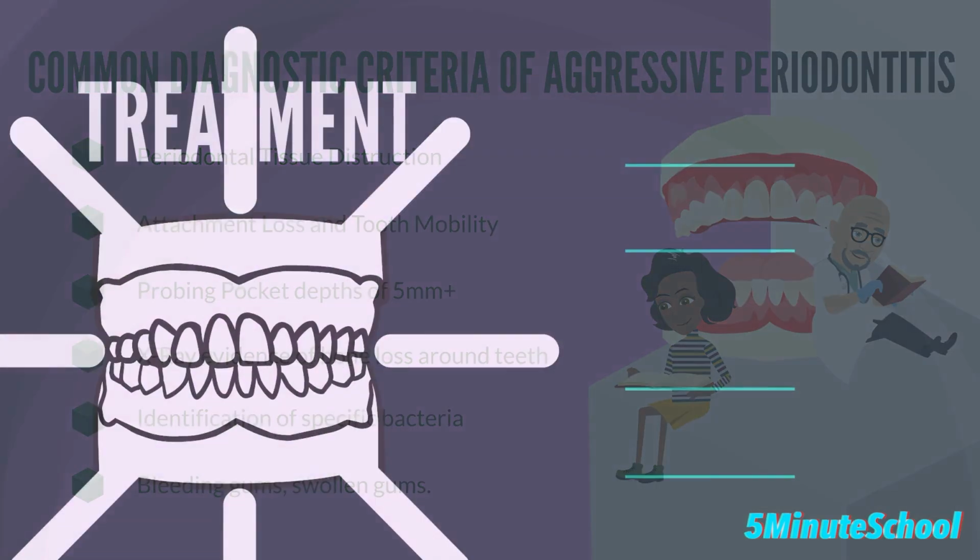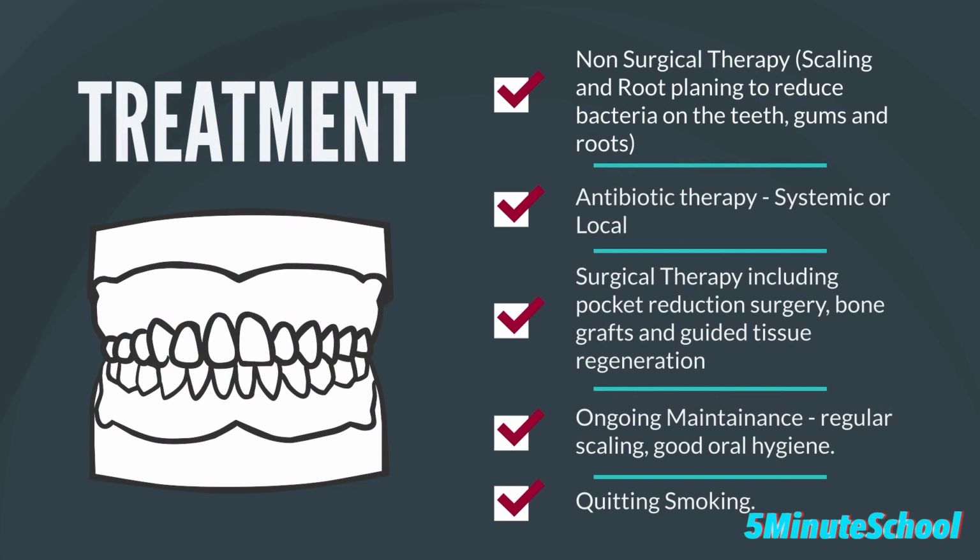So treatment of aggressive periodontitis typically involves a combination of non-surgical and surgical approaches. So in terms of the non-surgical approach, that would include scaling and root planing, which involves removing plaque, calculus, and bacterial toxins from the tooth surface and root surfaces to promote healing. Antibiotic therapy, this could be systemic or local antibiotics, which may be prescribed to target the pathogenic bacteria associated with aggressive periodontitis.